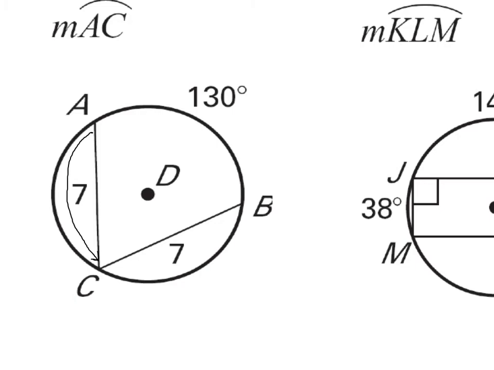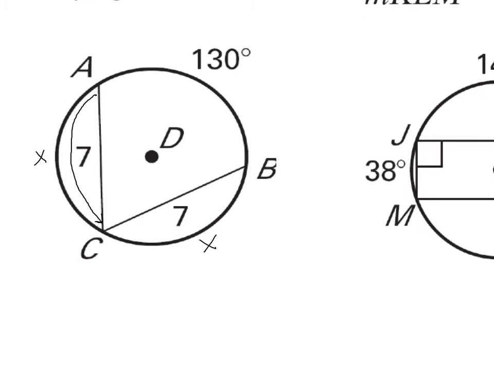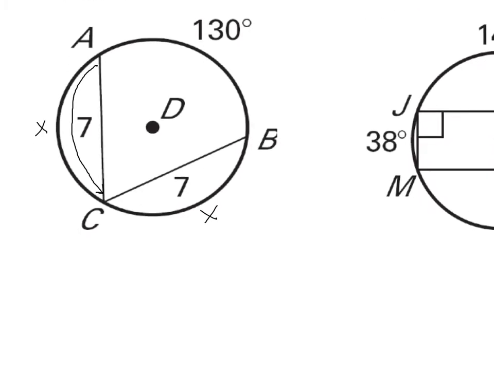You'll notice arc AB is 130 degrees, and you'll see that these two chords right here are the same. Remember, if the chords are the same distance, then the arcs are the same. Since I don't know how much this arc is, I'm going to make that X. Well, I know arc BC is the exact same, and I know that there are 360 degrees in a circle. So I'm going to take X plus 130, and it's going to equal 360 degrees.